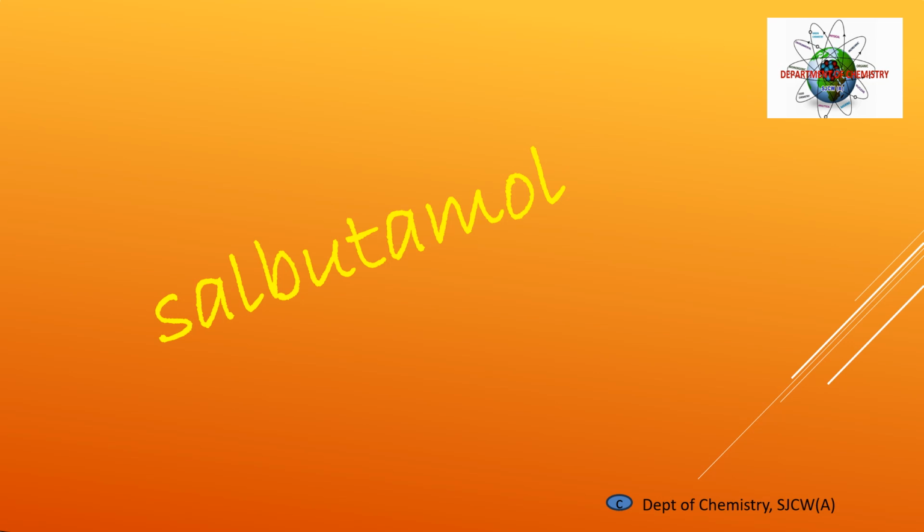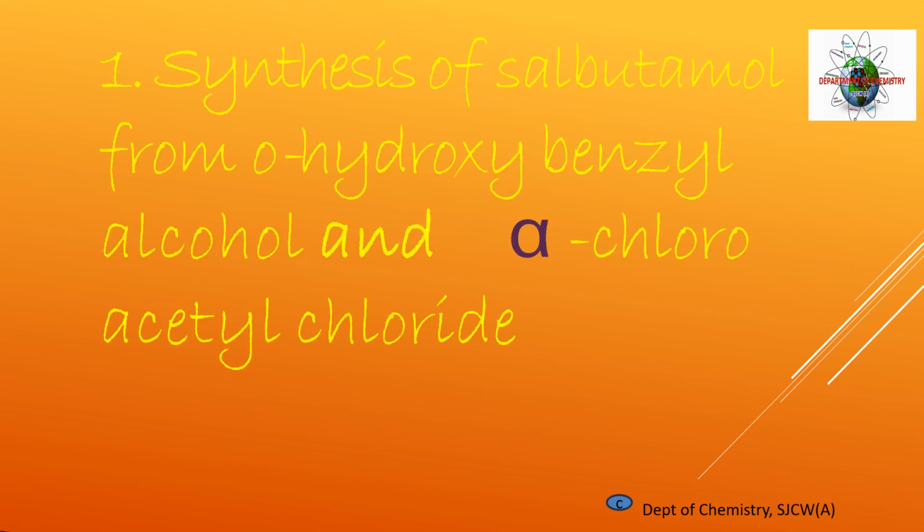In the previous session, we have seen the introduction and structure of salbutamol. In this session, I'll give you the detailed explanation about salbutamol. The first method of preparation of salbutamol is from orthohydroxybenzyl alcohol and alpha chloroacetyl chloride.